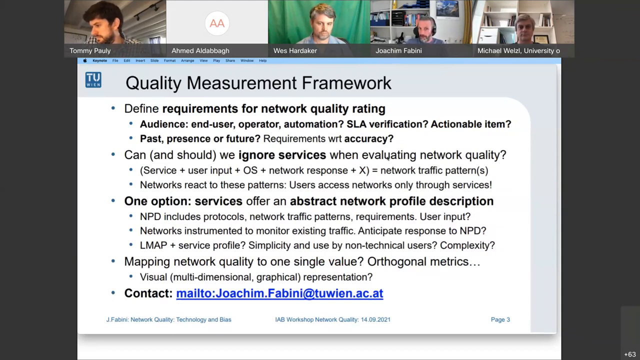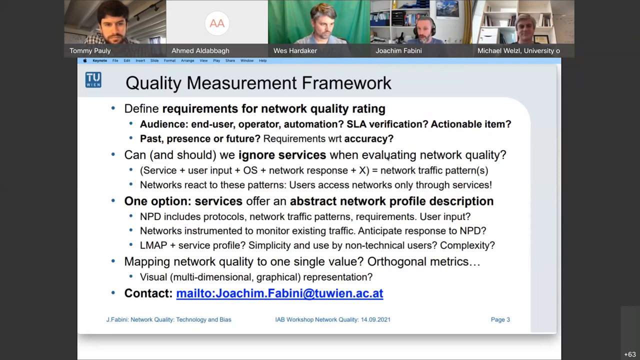So if we are now thinking about a quality measurement framework, first I would say we must define the requirements for this network quality rating. Who is the audience? End user, operator, automation? Do we want to do an SLA verification? Should it be an actionable item that the network accepts? Do we target the past, the present, or the future? Do we have specific requirements with respect to accuracy? And can we ignore the services? We're opening Pandora's box, I'd say, when we evaluate certain services, but I think we cannot do without.